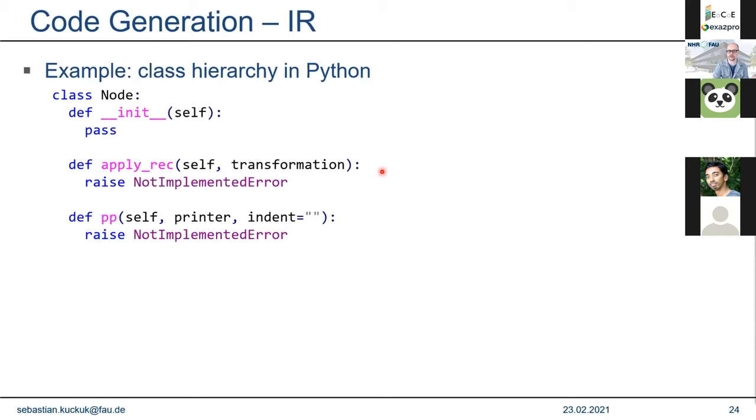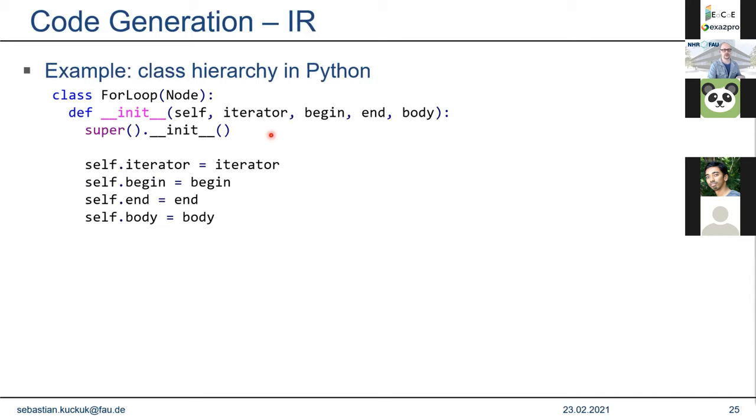And this could look something like this. So as a signature, we require an iterator and a begin and an end, as well as a body. And in the constructor, we do nothing special. We just store all these values as class members. And then we can already go to implementing the pretty printer, which is also not too difficult.